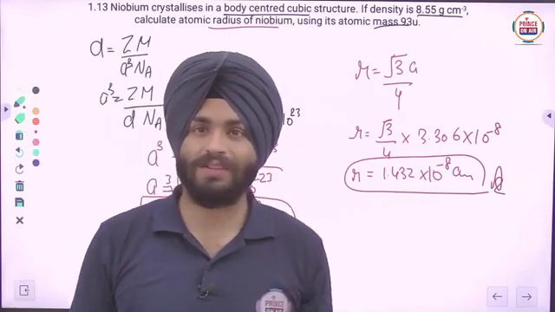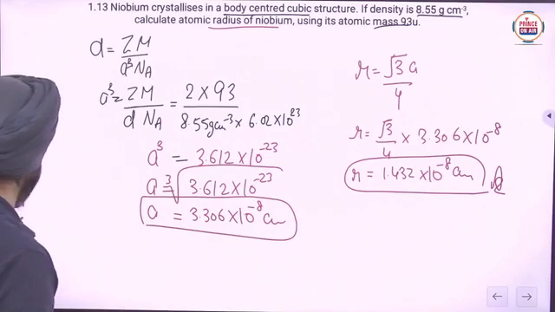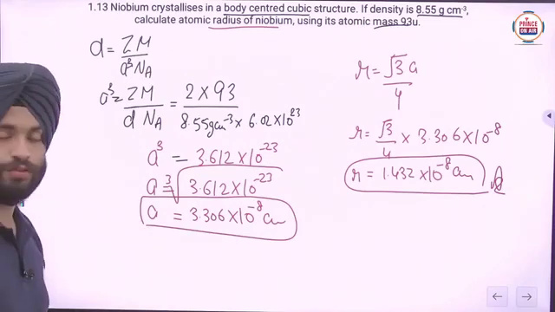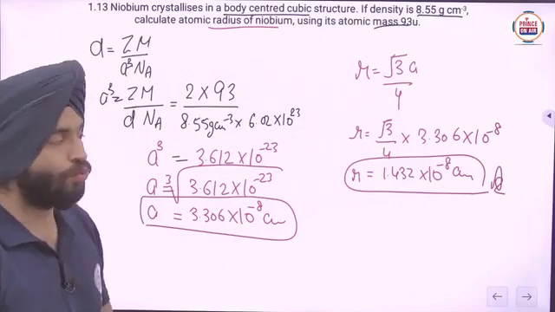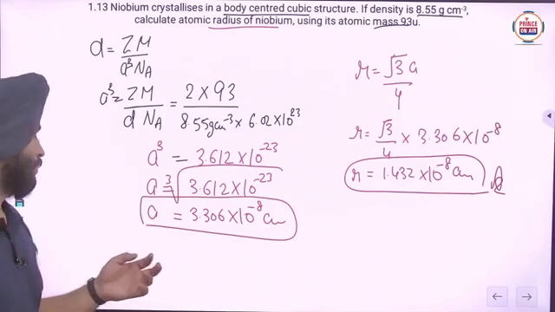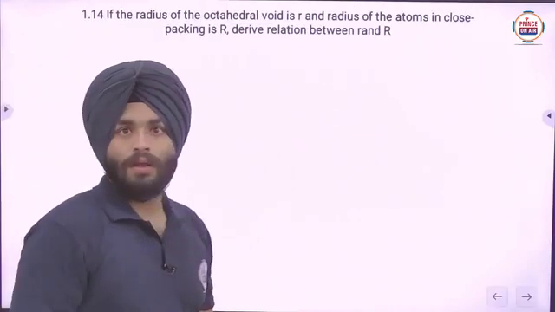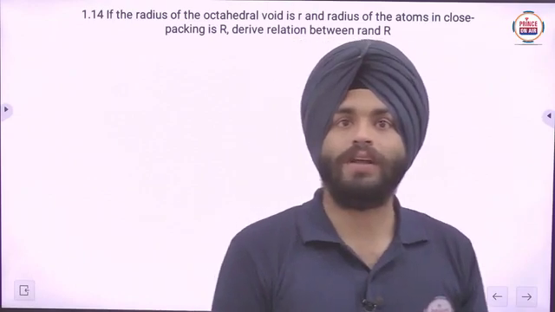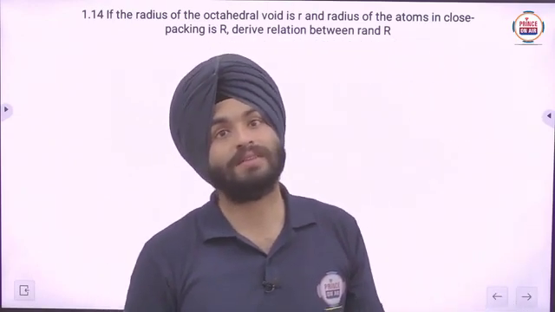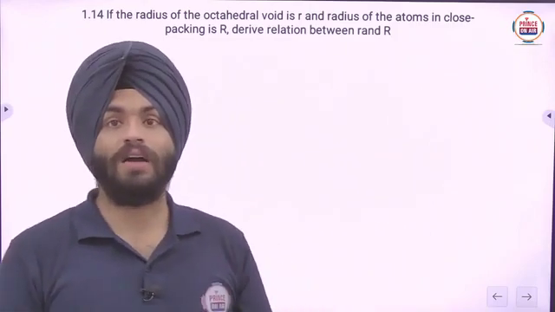Clear now? Just the calculation you have to do yourself. Now let's move to the next question. You can take that screenshot. Screenshot is not possible in your app, so do one thing, you can copy that by pausing this video. Next is, if the radius of octahedral void is r, and the radius of atom in closed packing is capital R, derive the relation between r and R.